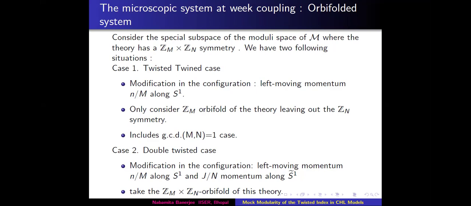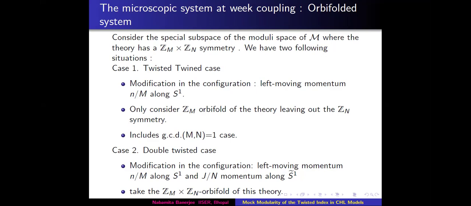Now, as I was saying, there are more exotic systems, which are basically orbifolds of this system. If one goes to the moduli space of M, one can find that there are more symmetries. It actually has a Zm cross Zn symmetry. And depending on how we are utilizing this symmetry, we can have the following two situations. The case one that I call the twisted twinned case. In this case, only the S1 circle is orbifolded. So the momentum now doesn't go as N, but it goes as N by M.